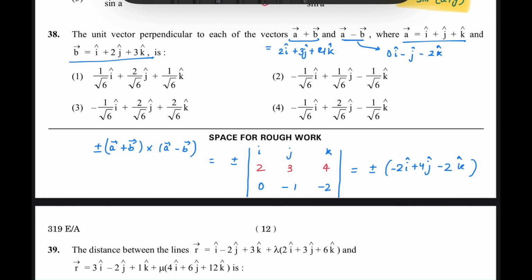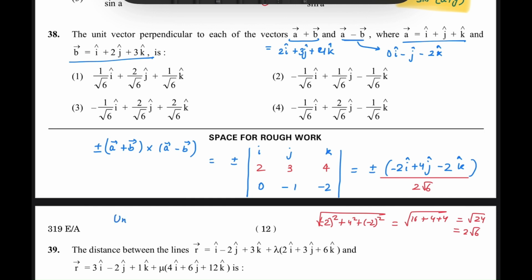Okay, so now what is the magnitude of this? The magnitude of this vector is square root of 2 square plus 4 square plus minus 2 square, which is 16 plus 4 plus 4, that is root of 24. Okay, so if I divide this by square root of 24, so square root of 24 is just 2 root 6. So if I divide by 2 root 6, what I will get is a unit vector, which is, so what is the unit vector?